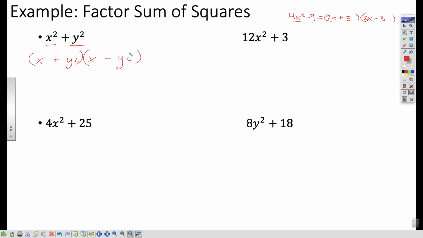So now I'm going to FOIL this out. x squared minus xyi plus xyi minus y squared i squared. What is i squared? Negative 1. So the negative 1 times the negative y squared gives me a positive y squared. So I can factor the sum of squares exactly the same as the difference of squares, but I gotta throw in what at the end? An i. And the job of the i is to turn the difference into the sum. Can you do it in the first x? No.